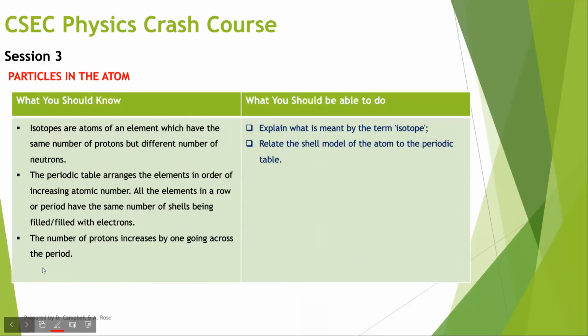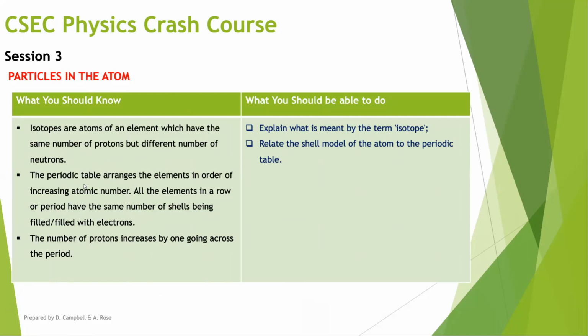Isotopes, that's another topic that you should look at. Now, the word isotopes refers to atoms of an element which have the same number of protons but a different number of neutrons. In other words, they have the same atomic number but different mass number. So they belong to the same element.